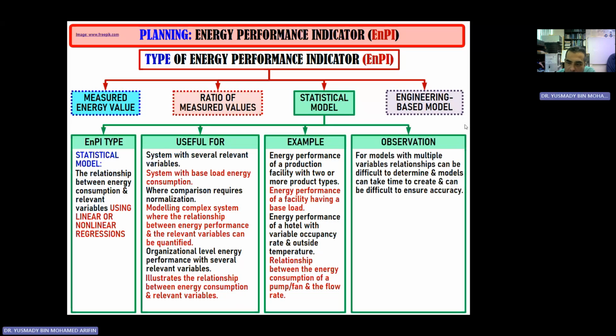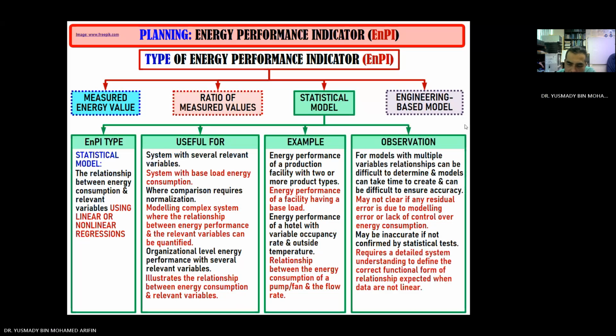Observation: for a model with multiple variables, the relationship can be difficult to determine, and the model can take time to create and can be difficult to ensure accuracy. It may not be clear if any residual error is due to modeling error or lack of control over energy consumption, and it may be inaccurate if not confirmed by statistical tests, and requires a detailed system understanding to define the correct functional form of the relationship expected when data are not linear. And the model should be maintained to ensure valid results.